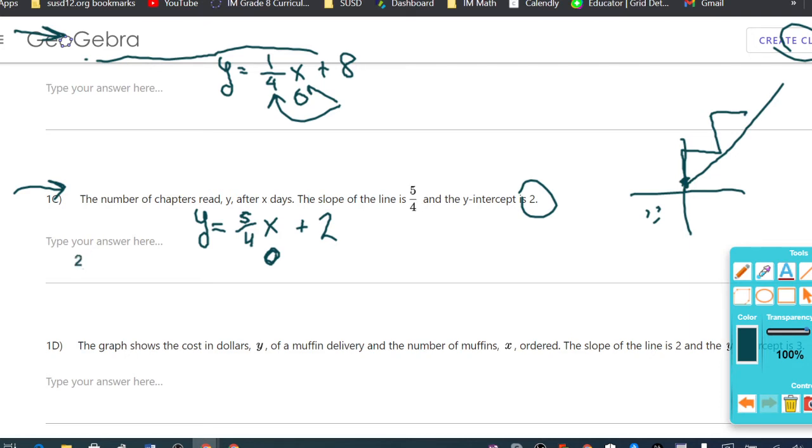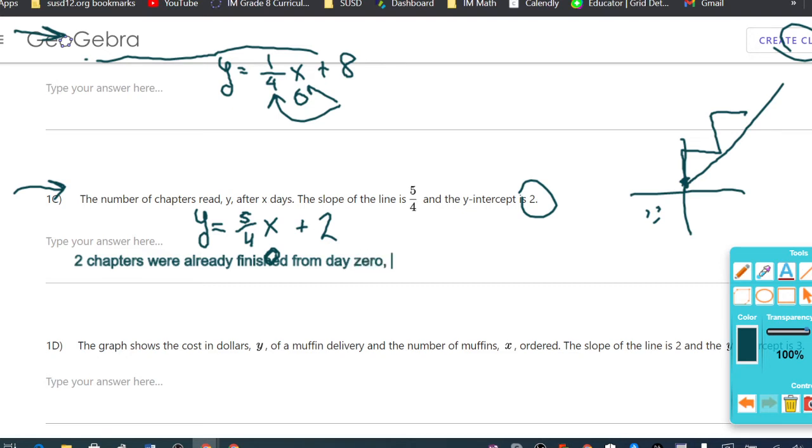I'm going to help you with this one. 2 chapters were already finished from the start, from day 1. From day 0. Let me say that. Not from the start. From day 0.